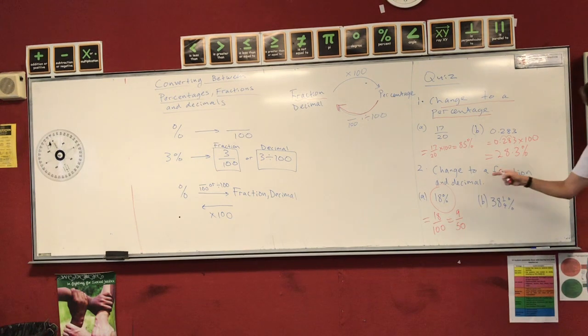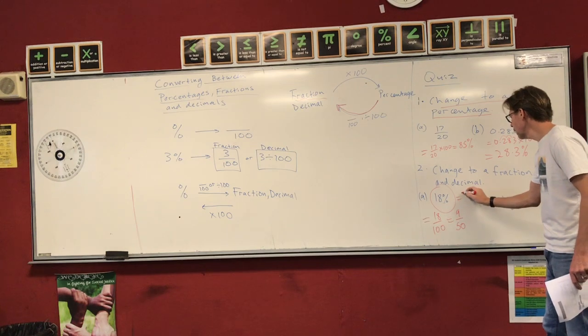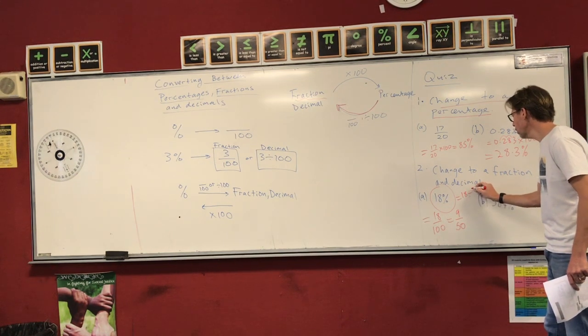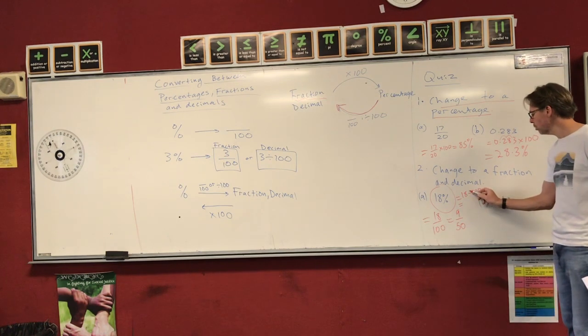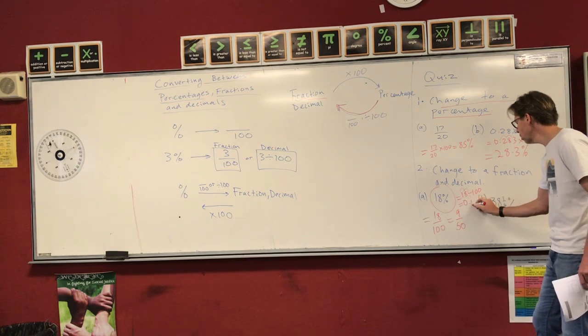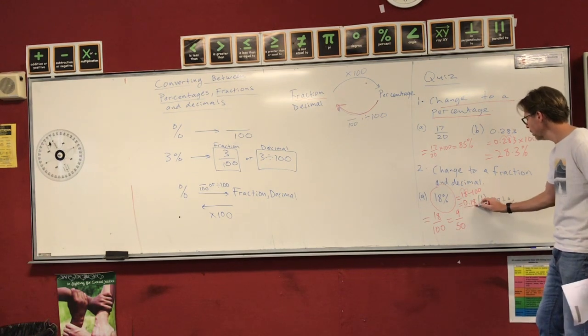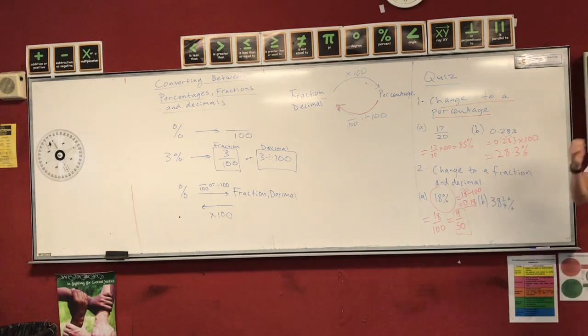Okay, now what about as a decimal? What would you do? As a decimal, I would go 18 divided by 100, which, if I move the decimal point 2 places to the left, 1, 2, or on the calculator, gives 0.18. So there's my answer as a decimal, and there's my answer as a fraction. Okay, how did you go?